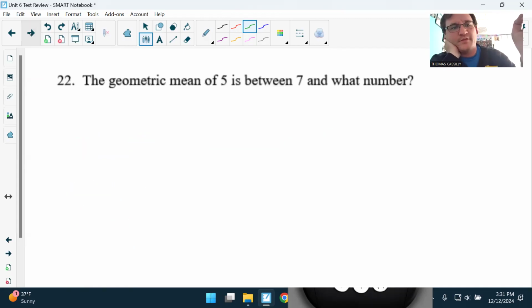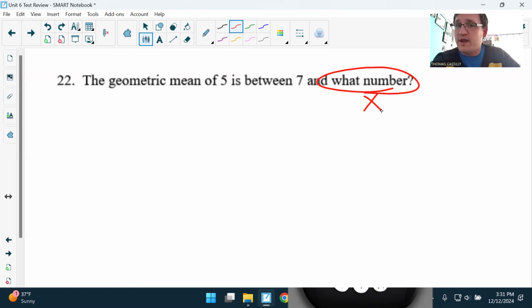All right, next one. The geometric mean of 5 is between 7 and what number? So this what number, let's go ahead and call that an x. So this one's a little bit different. All right, the geometric mean, this is the diagonal.